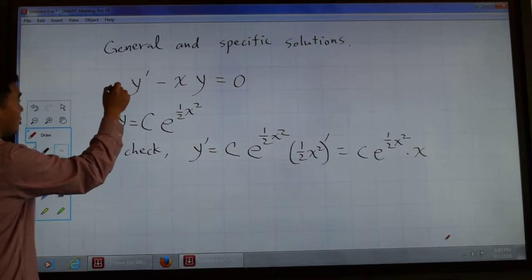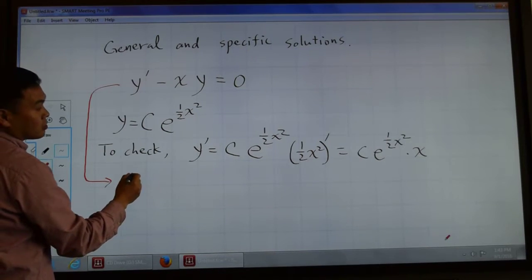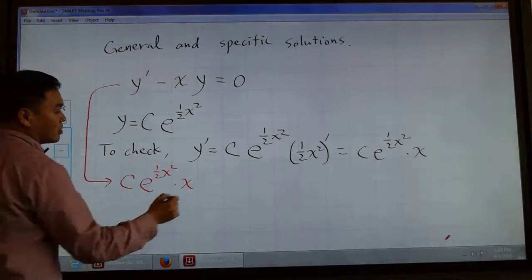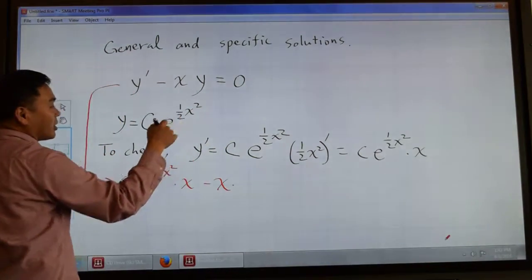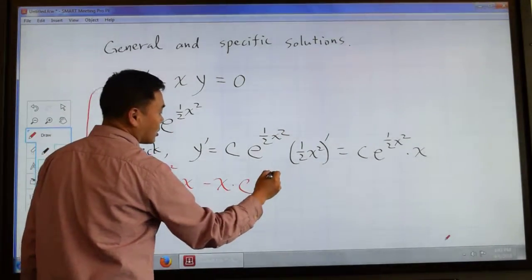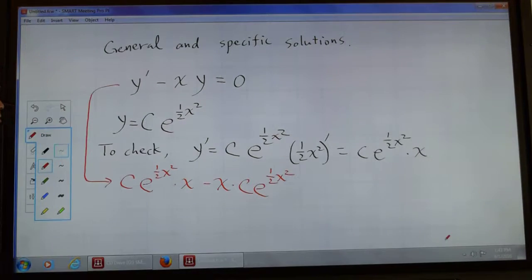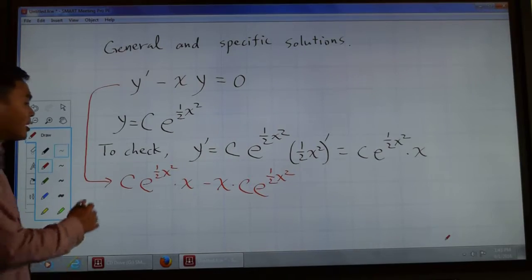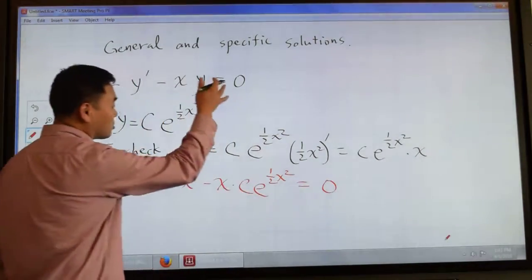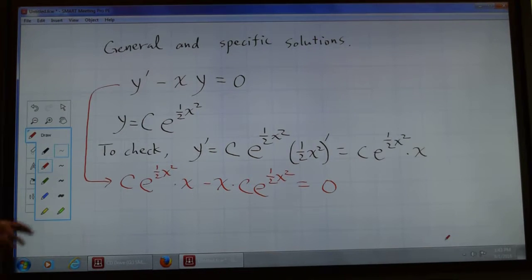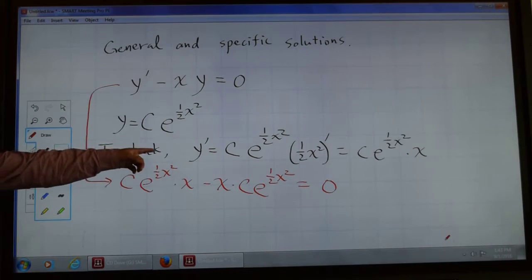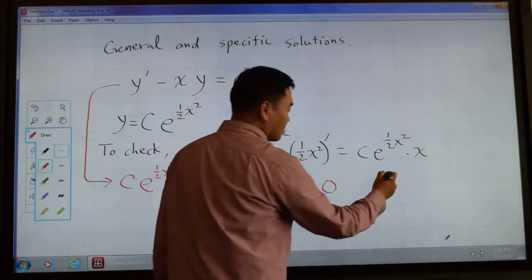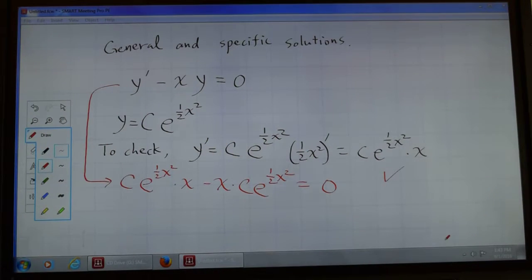So now this equation becomes c times e to the 1/2 x squared times x minus x times y. Y is this much, right? C times e to the 1/2 x squared. And if you subtract them, what do you get? They're exactly the same, right? So the left side just becomes 0, which is the right side. Therefore, by differentiating and just plugging in, you've shown that this is a solution. Okay, so just check, it's a solution.